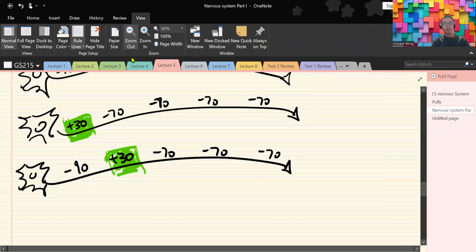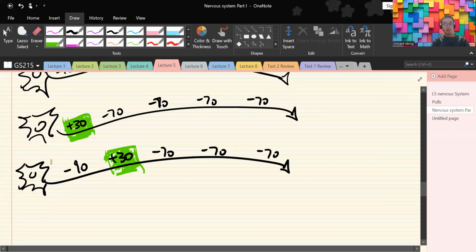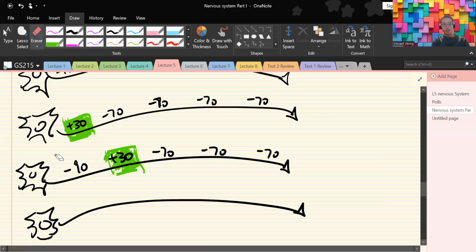All right. Let's take a look at what happens a moment later. A moment later, the -90 would have been reset back to -70 thanks to the sodium potassium pump. This section would now plunge into the hyperpolarization voltage, while the next section will get pushed up to the positive 30. Right? And the remaining of the axon will still be minus 70. Right? And so on and so forth, right?